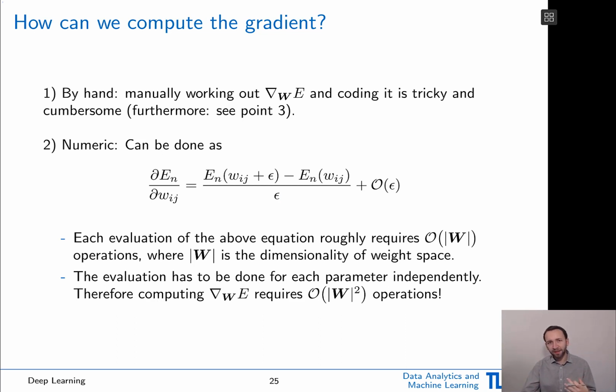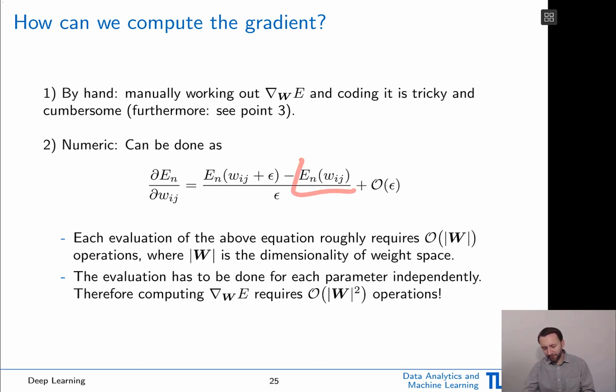The issue, and this is why it doesn't really work for neural networks, is that the evaluation of this quantity, computing the gradient with respect to this parameter, requires O of number of parameters operations. Why? Because you have to evaluate your function here. This E of W is the loss you have at the moment. It means you have to take your input X and weights W, put it through your neural network, get a prediction, and compute the loss.